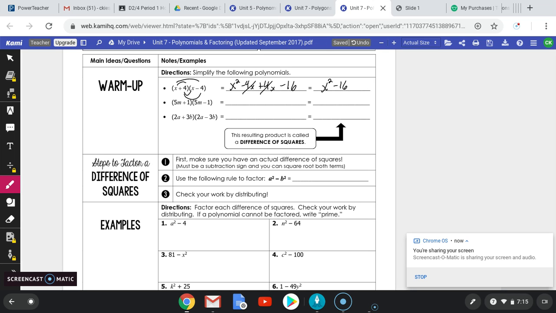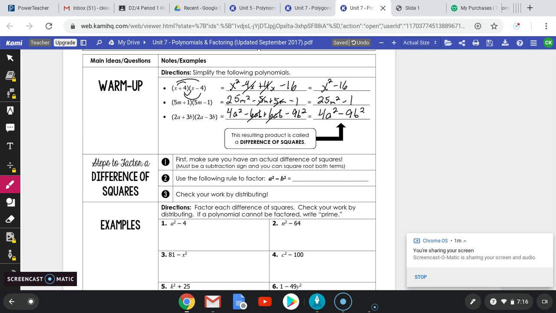Let's do another one. What if I FOILed the next bullet point? Well, I'd have 25m squared minus 5m plus 5m minus 1. Combining like terms, I'm left with 25m squared minus 1. And then if I do the next one, I would get 4a squared minus 6ab plus 6ab minus 9b squared. They go away, and I'm left with 4a squared minus 9b squared.